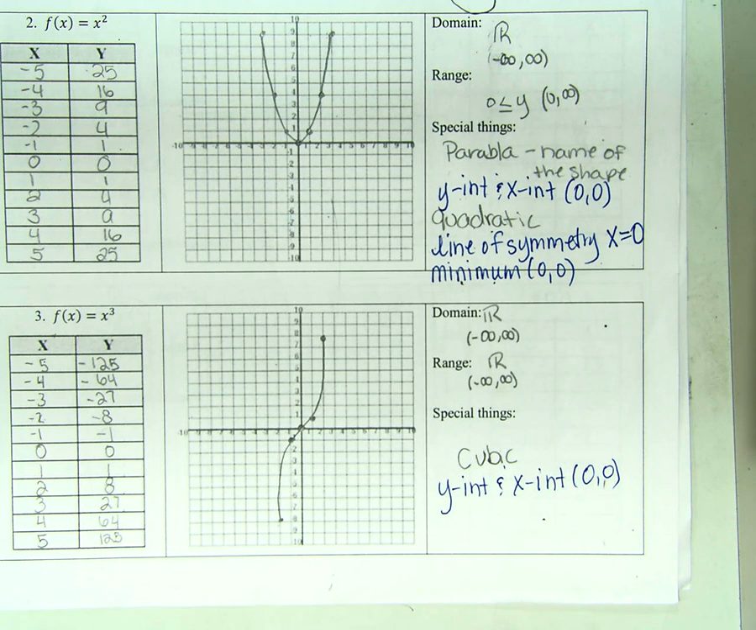How are we doing so far? Okay, so we said X and Y intercepts are at 0, 0. We said there's no lines of symmetry. We said there's no minimums and maximums. What about an asymptote? Not in this graph, right? There's no asymptotes here, is there? Okay? Next page.